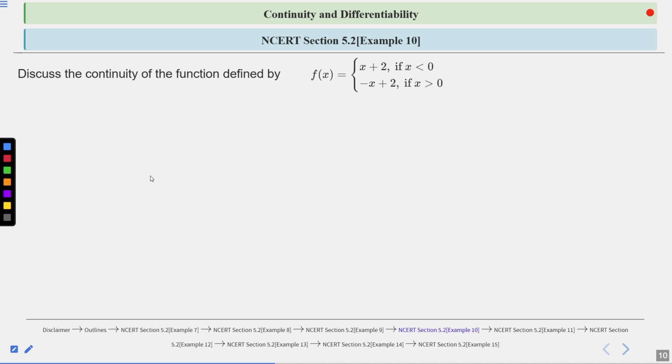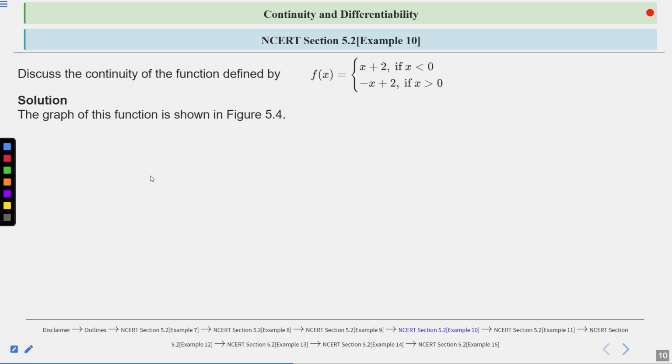So how can we discuss the continuity of the given function? Again, we will try to find the functional value at x equal to 0, the limit as x approaches 0 from the left, and the limit as x approaches 0 from the right. If all the limits are equal, we can say that the given function is continuous. Let us see the solution part.